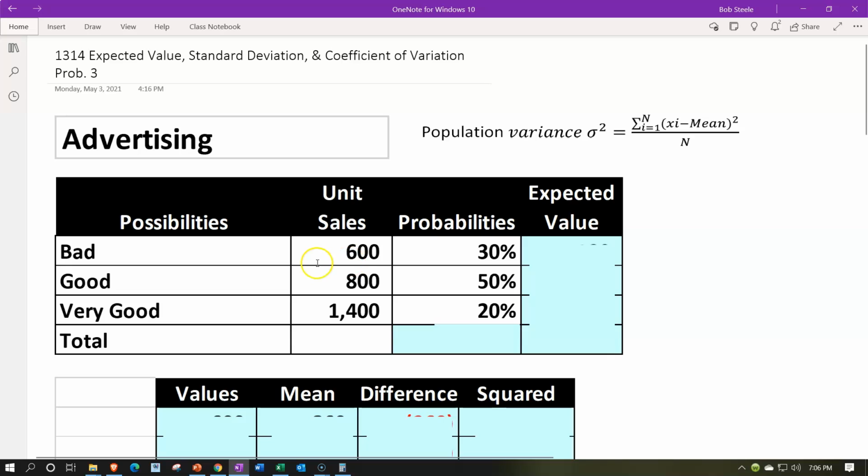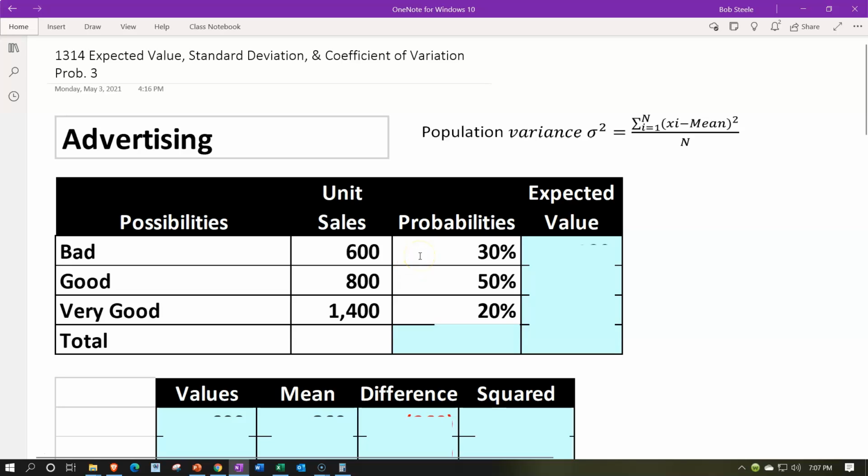In this case, we're going to say bad is the 600, good is going to be the 800, very good the 1,400. Where would we get that information? Possibly from prior advertising campaigns, starting off with past data if we have it, and then projecting out into the future, just giving our best guess and categorizing where we would be under different scenarios. Then we want to weight the likelihood for those scenarios.